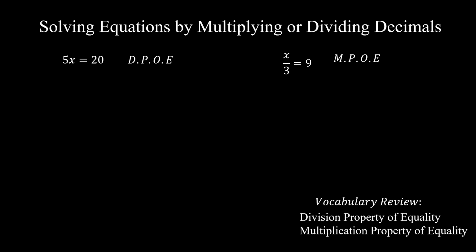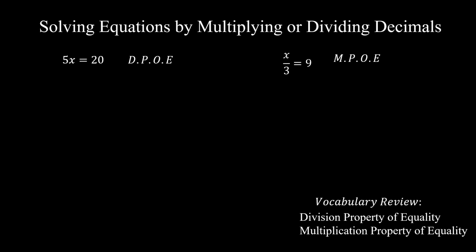Hi there, in this video we're going to talk about solving equations by multiplying or dividing decimals. Now as a recap, we will go over two properties of equality that will help us to do this. The first one is the division property of equality. The second one is the multiplication property of equality. I have examples here with whole numbers that we've done before, that we're used to. These are easier than with decimals.